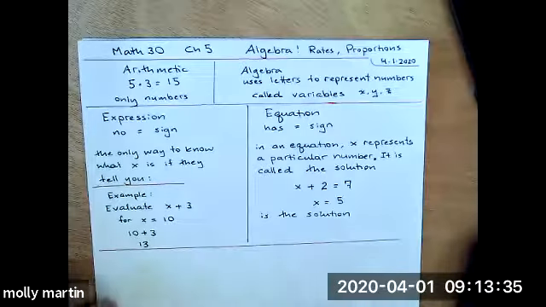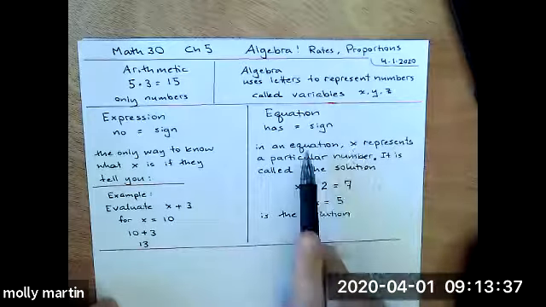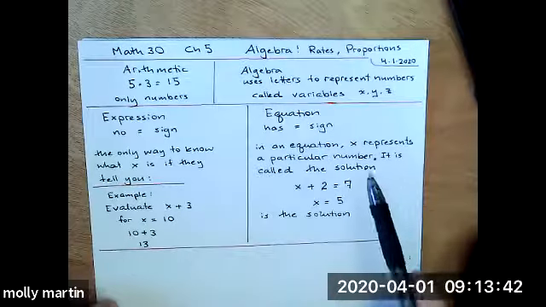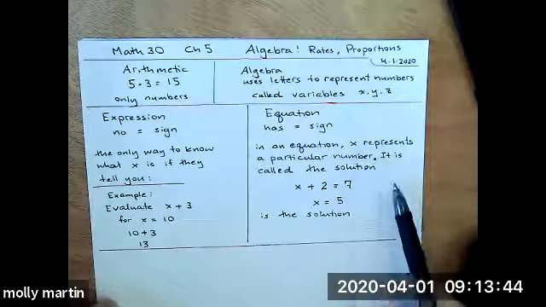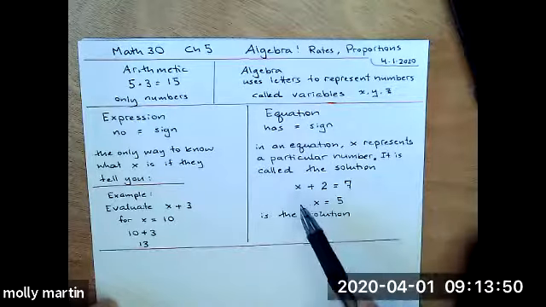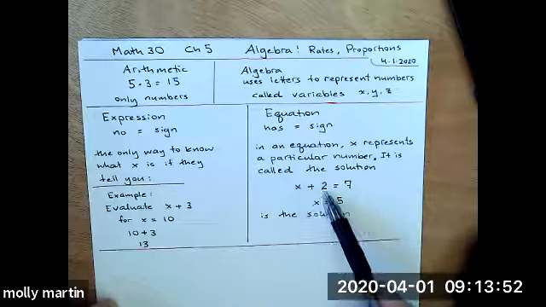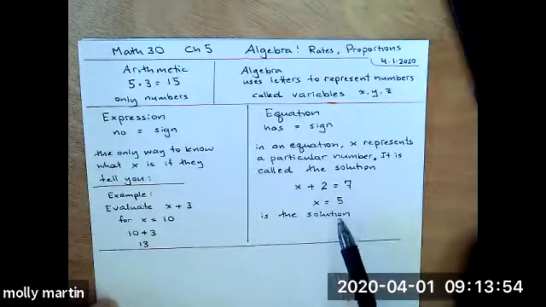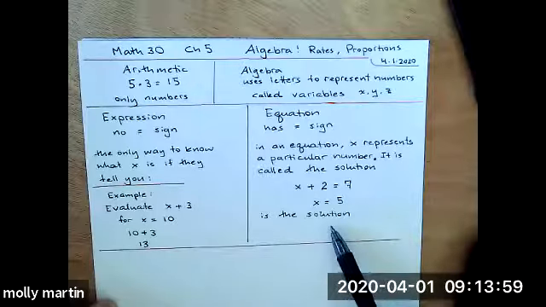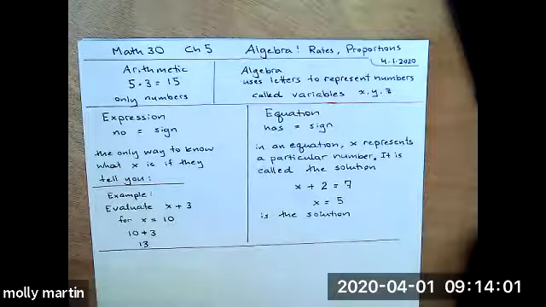When you're solving an equation, it has an equal sign. In an equation, x represents a particular number, and that number is called the solution. So if x plus 2 is equal to 7, then x is 5. 5 is the solution of the equation.